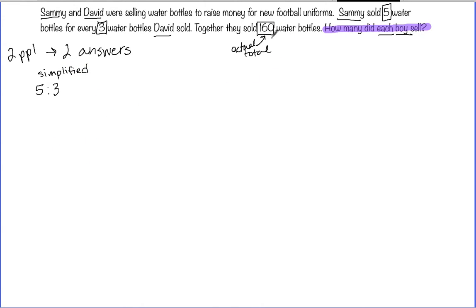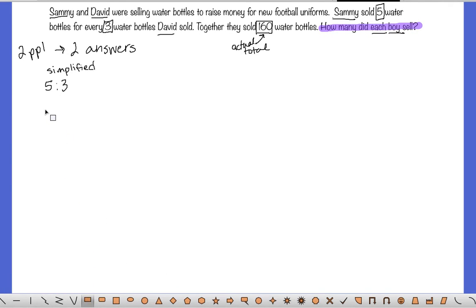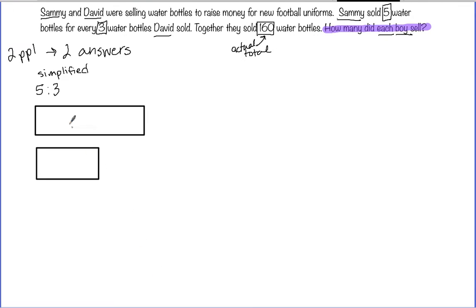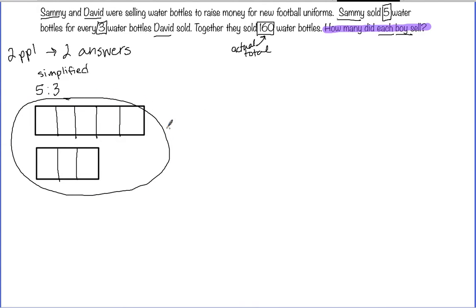Okay, and then we have the actual total of 160. So here what we can do is we can say, all right, well, we have 5 to 3. So 1, 2, 3, 1, 2, 3, 4, 5. So now here I know that all of these have to somehow give me 160.